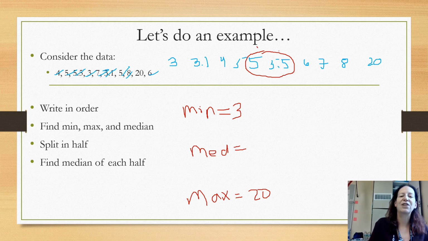And I also have notifications. So the two middle numbers are 5 and 5.5, and you can't list two medians. So what we need to do is find the middle between the two middle numbers, and that would be 5.25.